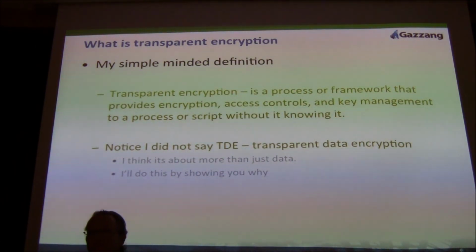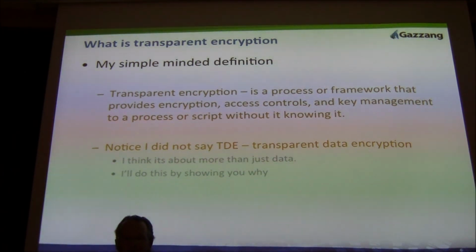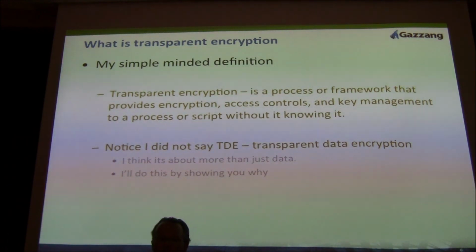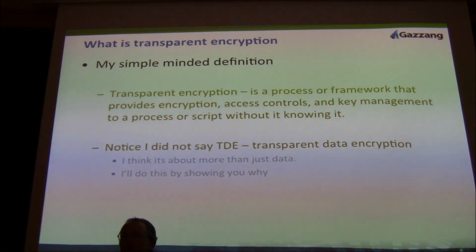So, transparent encryption, my simple-minded definition of it, is a process or framework that allows encryption, access controls, and key management for a process or a script without that process or script knowing it. So it's transparent. It magically is able to encrypt and decrypt data. It has the attributes that you get from encryption, from key management, from added access controls. But you didn't have to recode it. You didn't have to make any changes to it.